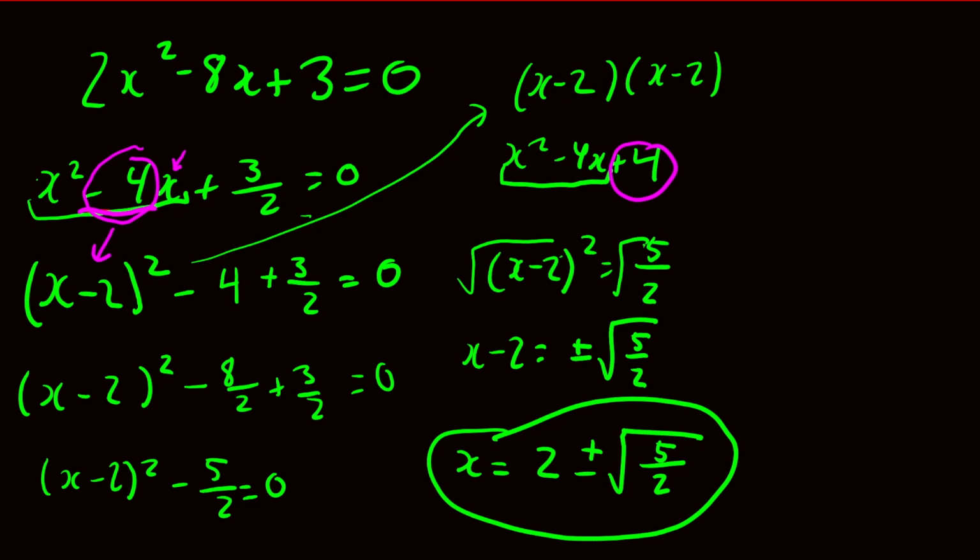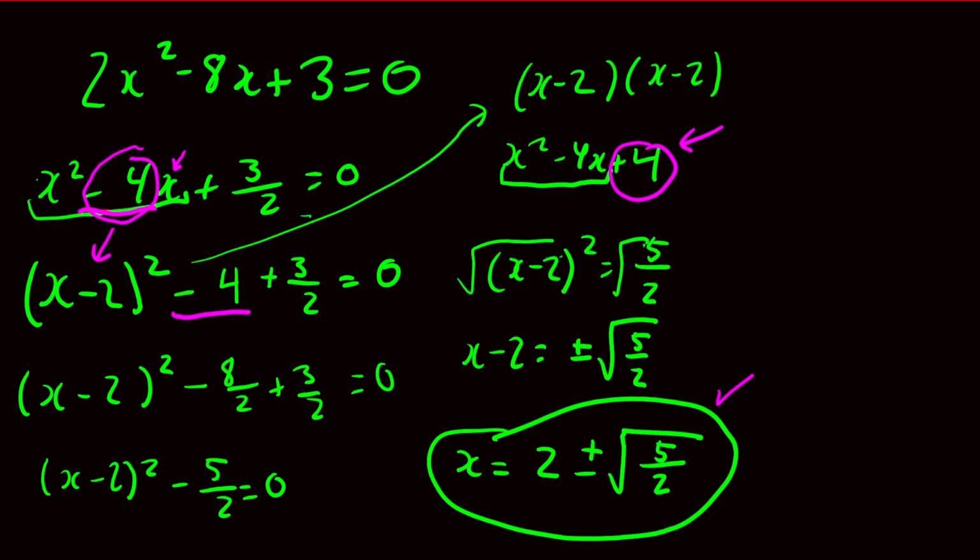And then we found out that (x − 2)² is x² − 4x + 4. So we have that x² − 4x term, we just had this extra plus 4. And to get rid of that plus 4, we subtracted a 4. And then plus 3/2, we did all that math. And then our answer was x equals 2 plus or minus the square root of 5/2.